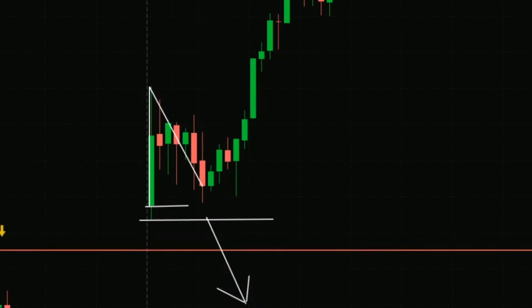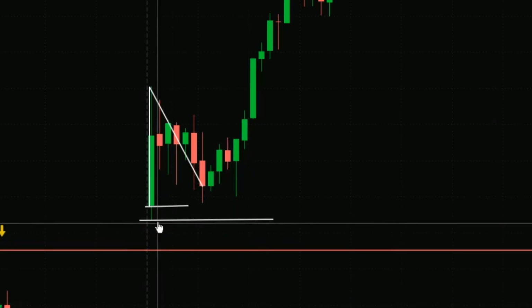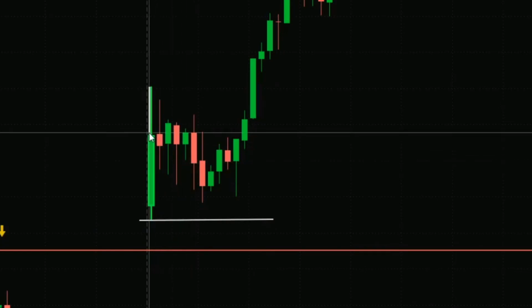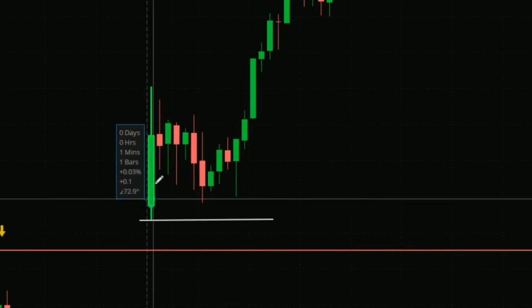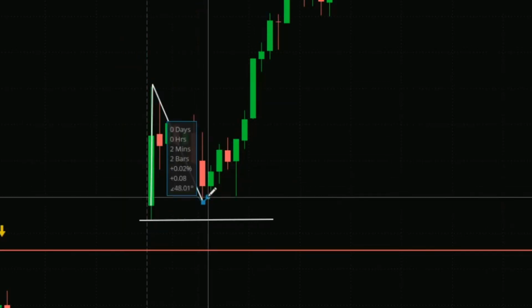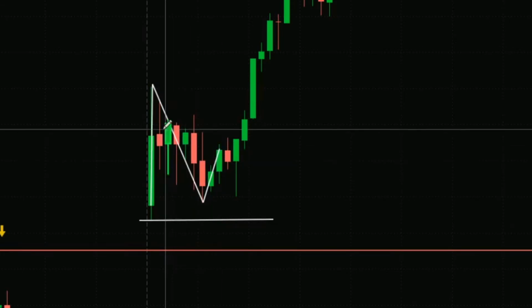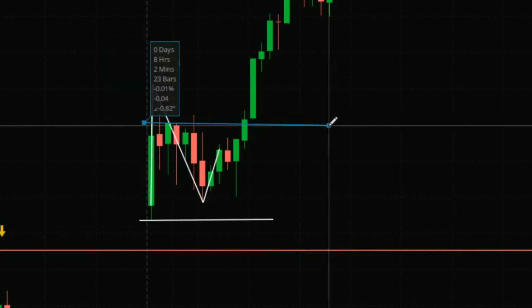So let me delete this. I want this to be very clear. We have our low. We open here, come up, pull back, and then we start curling upwards, putting us on a potential breakout pattern.